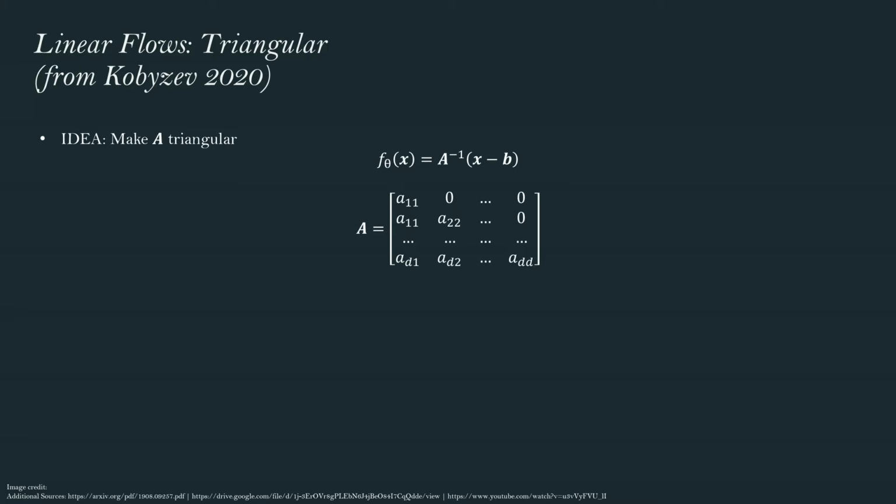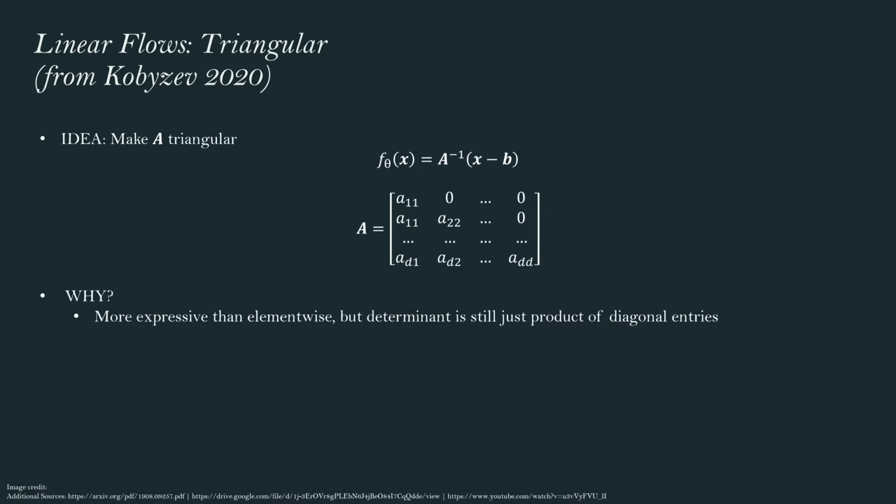So in this case, you can see that Z1 is going to be a function of X1, Z2 is going to be a function of X1 and X2, Z3 is going to be a function of X1, X2, and X3, so forth and so on. So this is going to be more expressive than an element-wise transformation. But the cool thing is the determinant is still just going to be the product of diagonal entries. And so this is very computationally efficient.